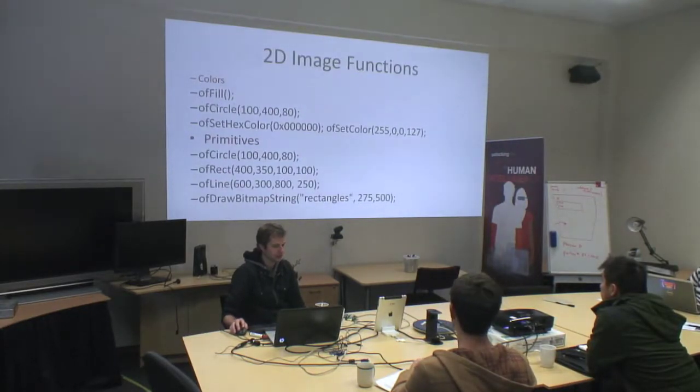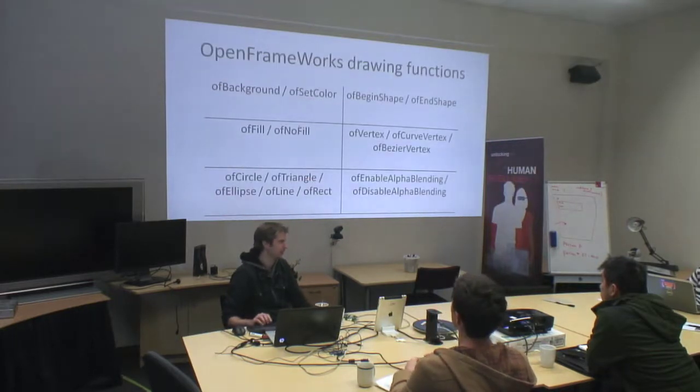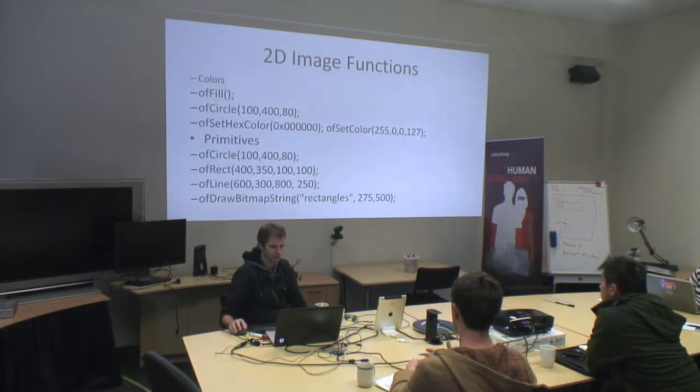So 2D image functions, if we are turning fill on or off, these will just be the functions ofFill and ofNoFill, exactly like we saw in Processing. They had their fill and no fill functions, or I can't remember the exact name, but it was something similar to that. Things like creating circles, so that'll probably be X position, Y position, and radius.